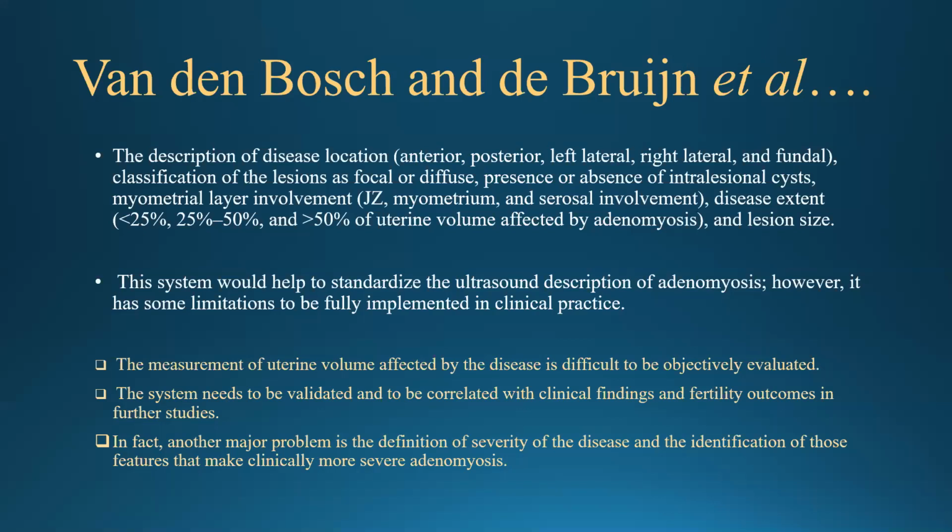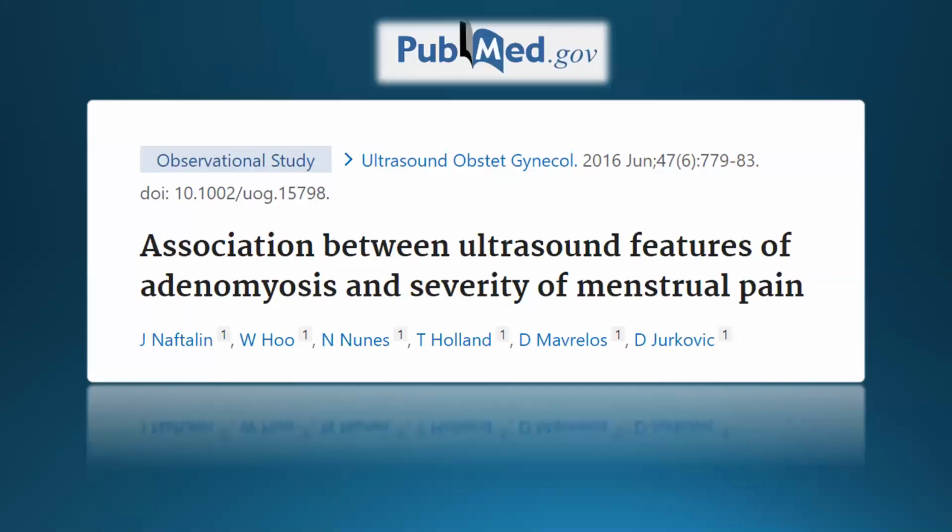So there was an observational study that was published in Ultrasound in Obstetrics and Gynecology. It's about the association between ultrasound features of adenomyosis and the severity of the menstrual pain. Could we, when we look at the uterus of a woman with adenomyosis, tell how severe her pain is? Or if the woman is having severe pain, could we tell that the ultrasound picture would show this and this and that? So that's another important question.